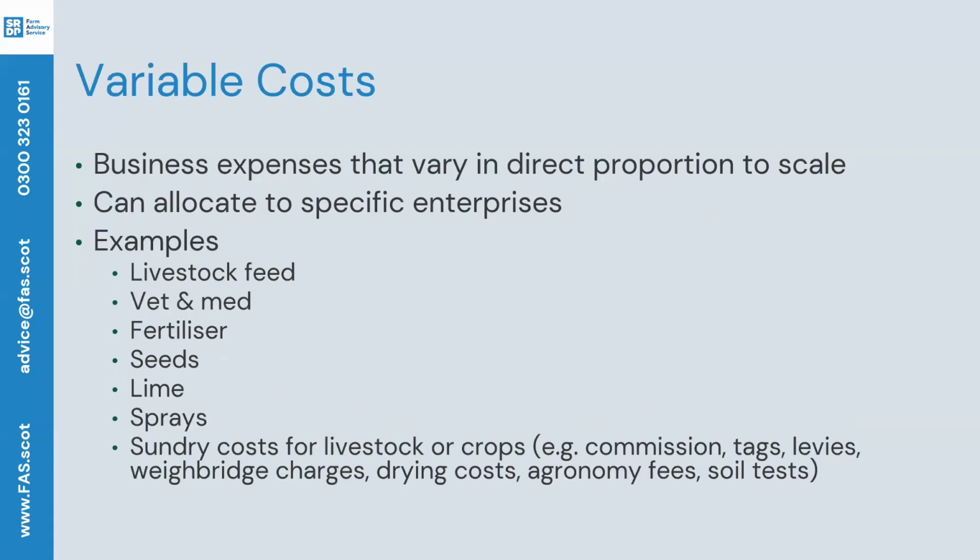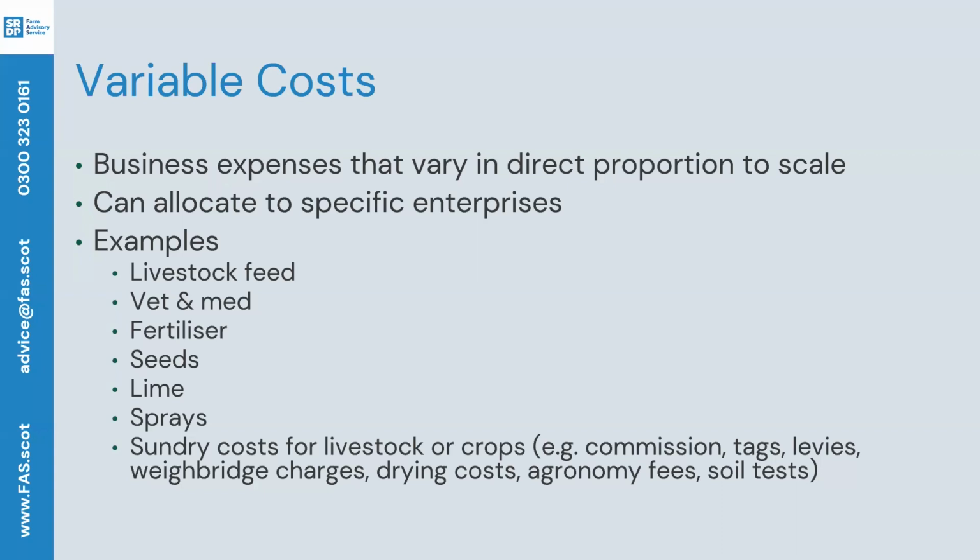And then off our output, we deduct our variable costs. So variable costs in their simplest form are expenses that are directly linked to your output and that vary in proportion to that output. So if you keep more finishing cattle, you're going to have higher feed costs, higher medicine costs, higher bedding costs, whatever it may be. So those are direct costs that are linked to it. So those are the variable costs of that output. So there are some examples on the screen. It includes things like fertilizer, seeds, livestock feed, commissions, all those sorts of costs. Those are all variable costs that are directly linked to your production.